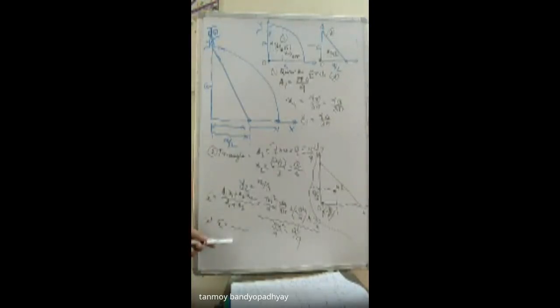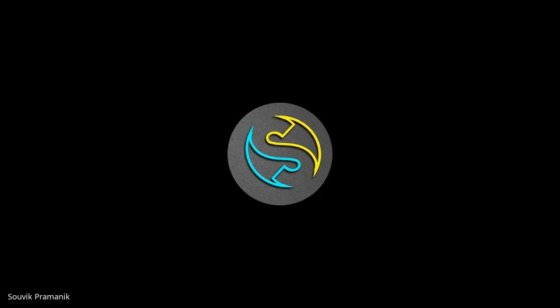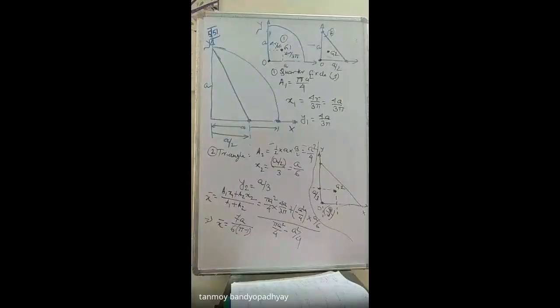Has it matched? Yes, sir. What did you get? What was the x bar from before? x bar is 7a by 6 into pi minus 1. Okay, this will be the answer. Y bar similarly I hope you can do it. I will just write the expressions.